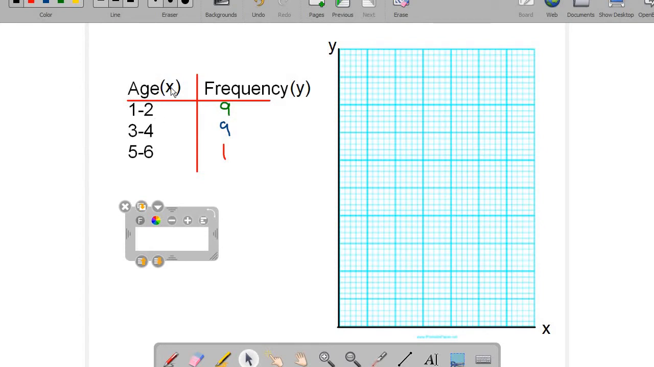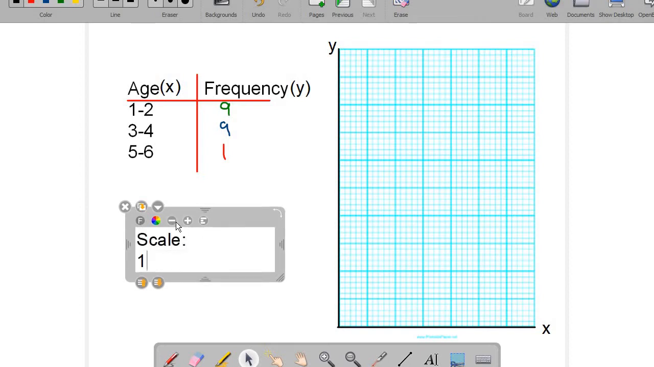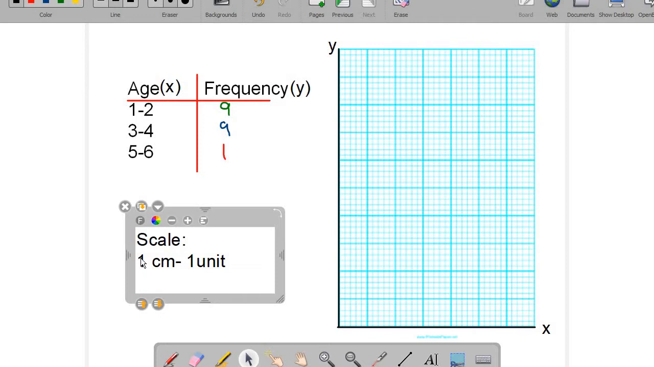The first column goes on the x-axis, and the second column, your frequency column, goes on the y-axis. For my x-axis, I'm going to choose a scale of, for every 1 centimeter on my graph paper, I'm going to put 1 unit. I'm going to go up by 1 unit. For my y-axis, I'm going to choose the same scale, which is 1 centimeter to 1 unit.